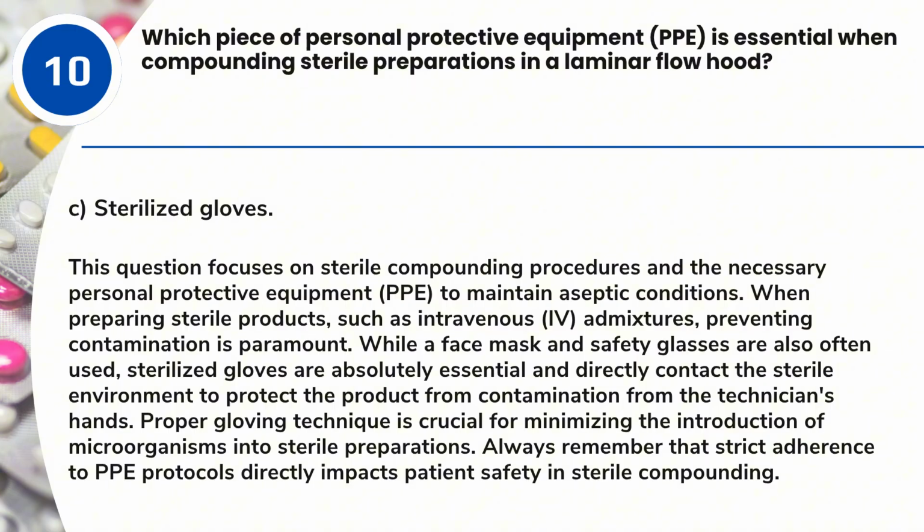Answer: C. Sterilized gloves. This question focuses on sterile compounding procedures and the necessary personal protective equipment, PPE, to maintain aseptic conditions. When preparing sterile products, such as intravenous admixtures, preventing contamination is paramount. While a face mask and safety glasses are also often used, sterilized gloves are absolutely essential and directly contact the sterile environment to protect the product from contamination from the technician's hands.